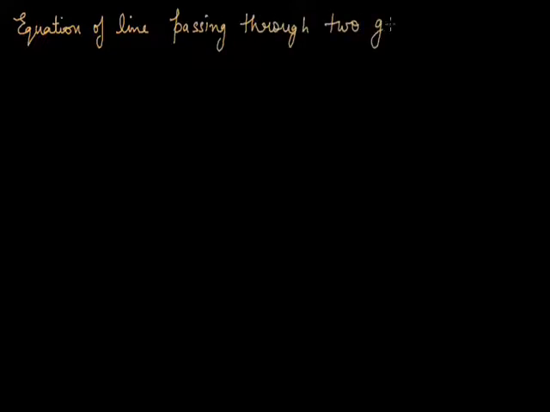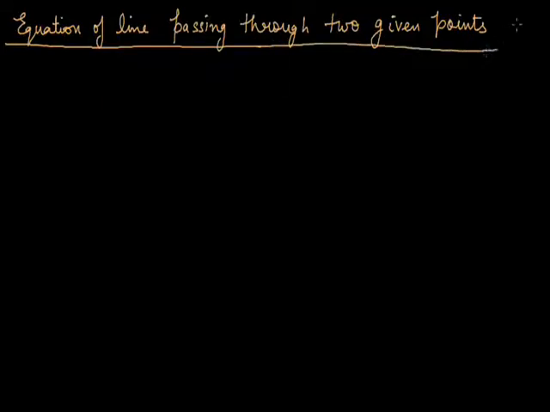Now we will discuss the equation of a line passing through two given points. In the earlier case, we were given a point and a vector parallel to the line. But here, what is given to us? We are given 2 points through which our line passes. In that scenario, we need to find the equation of the line.